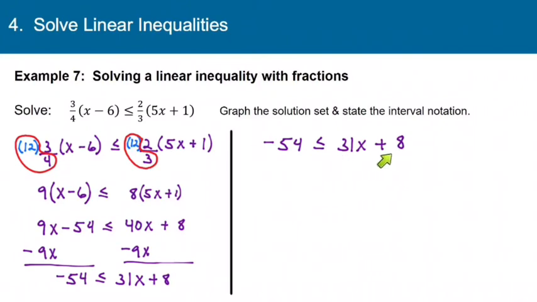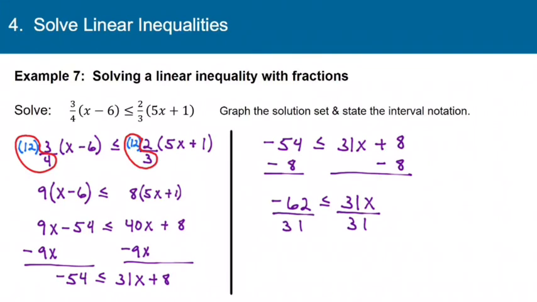So we'll need to eliminate this 8. So we'll say minus 8 on both sides. Negative 54 minus 8 is going to be negative 62, and that's less than or equal to 31x. So now we want to isolate the variable by dividing both sides by 31. On the left side, negative 62 divided by 31 is negative 2. And on the right side, 31 divided by 31, of course, cancels out and leaves us just x. So we have negative 2 is less than or equal to x.